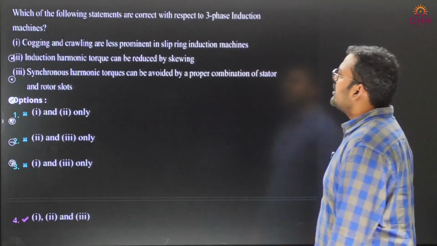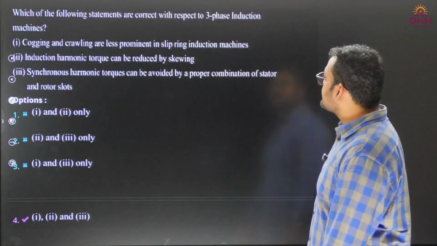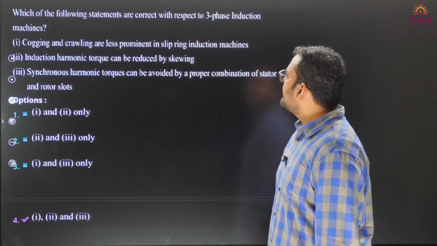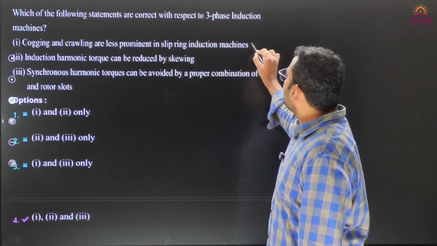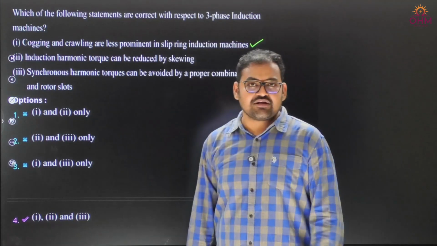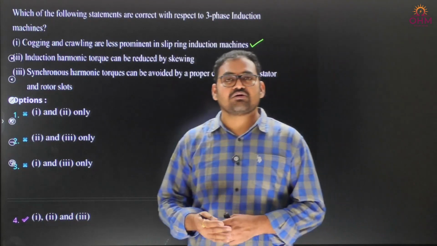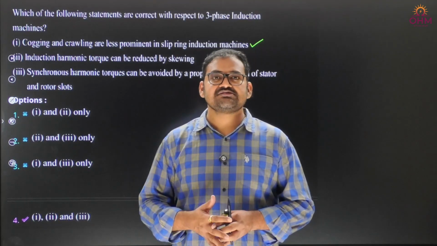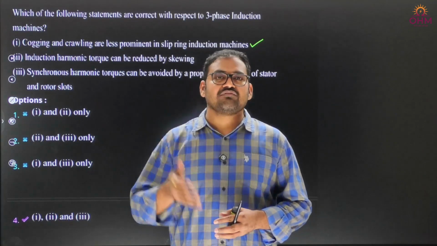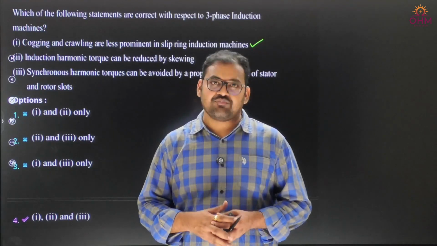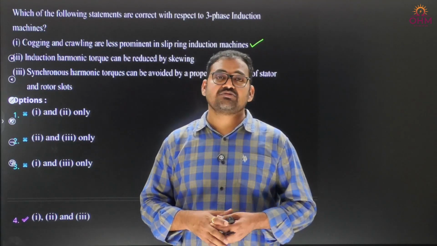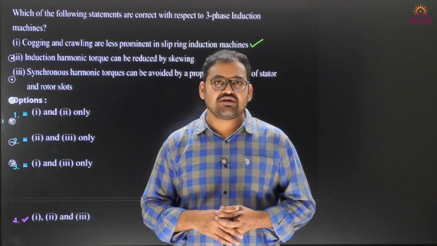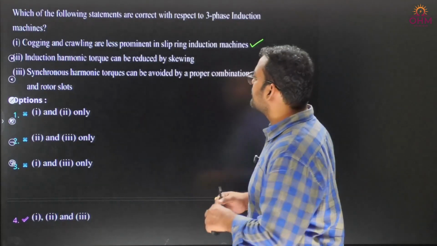Fine. Now we have another question. This question is from induction machines. Another easy question I can say. Cogging and crawling are less prominent in slip ring induction machine. This is a correct statement. We know in a slip ring induction machine, you can overcome cogging and crawling by adding external resistance into rotor circuit. When external resistance is added into rotor circuit, starting torque will be increased. You can easily overcome the cogging phenomena. Whereas in a squirrel cage induction motor, we can't overcome. Therefore, cogging and crawling are very serious in a squirrel cage machine, but not so serious in slip ring machine. Therefore, this is a correct statement.